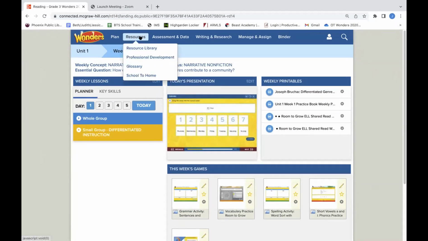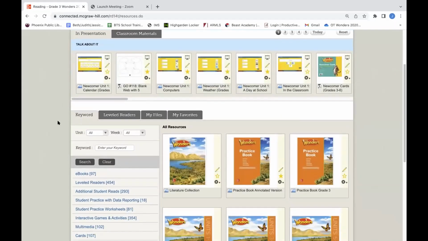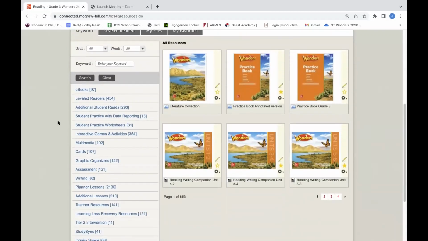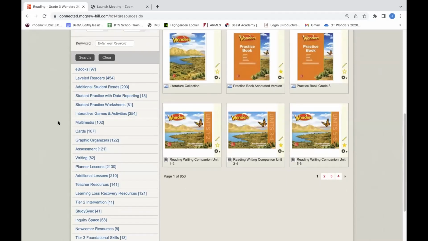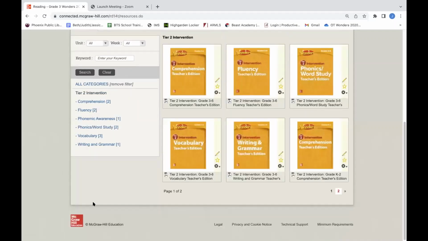Now, as I come up here to this blue bar at the top, I'm going to see that I have a resources section with my drop-down menu, and I can head here into the resource library. This is where I'm going to be able to find all of the resources for instruction in both whole group and small group, as well as independent learning opportunities. So if I was looking for those tier 2 intervention books, I have a whole category here just for tier 2 intervention. I can click in there and I can get access to those orange covered books that have those great mini lessons that are that dip in, dip out approach.